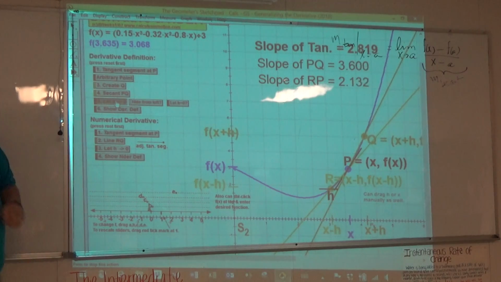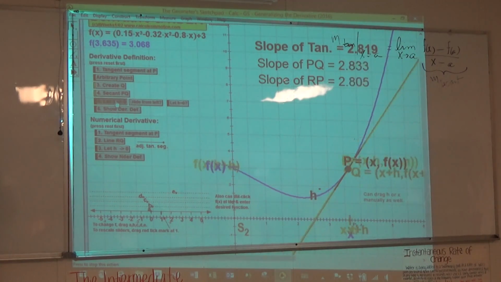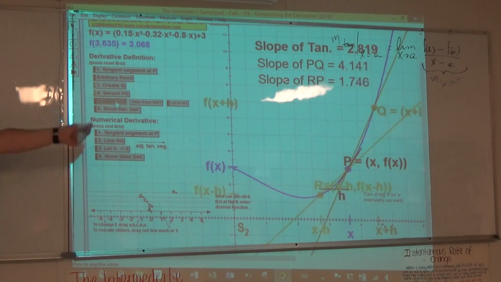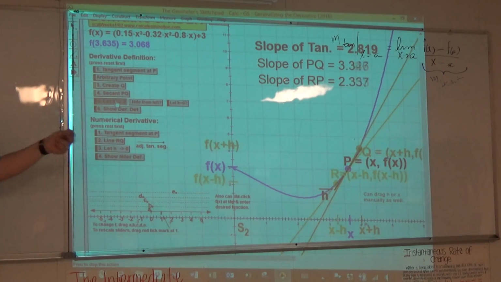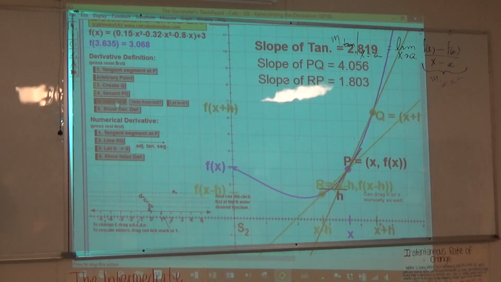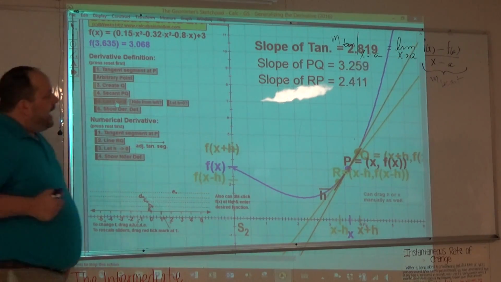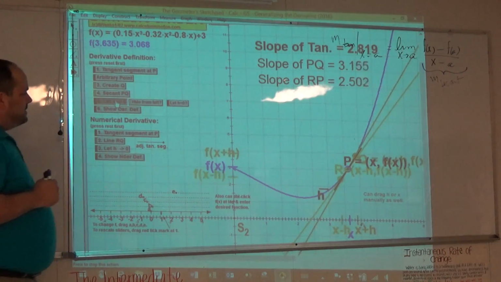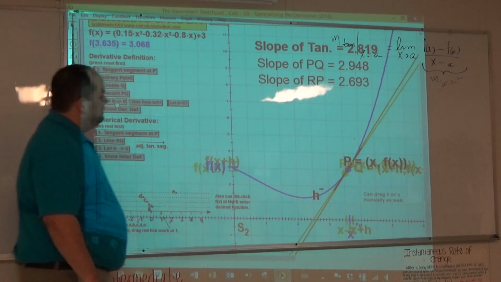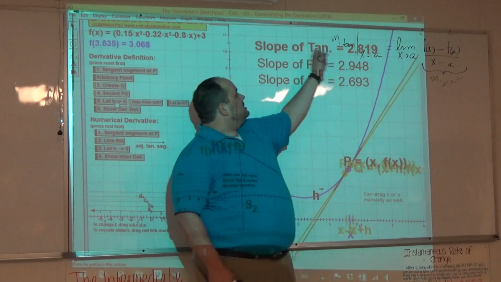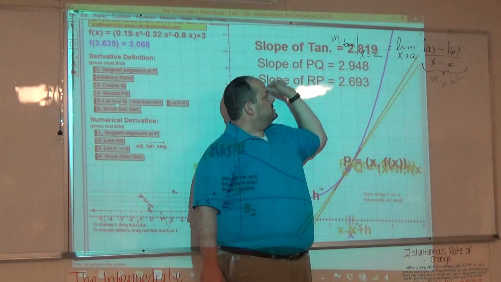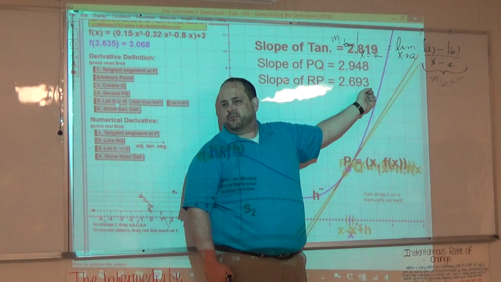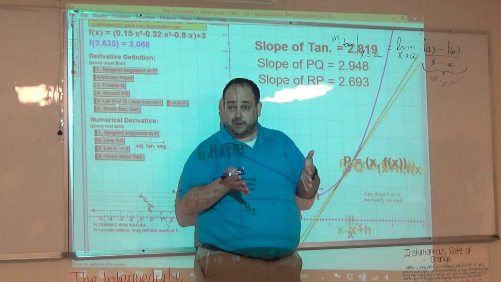What's going to happen now, and it might be a little too busy to actually see this, you're picking a point to the right of P, you're picking a point to the left of P, you're letting both of them get closer, you're letting h approach 0, and then stop it so that they're really close. Slope of tangent line 2.819, slope of PQ 2.948, slope of RP 2.693. The slope of the tangent line is somewhere in there.